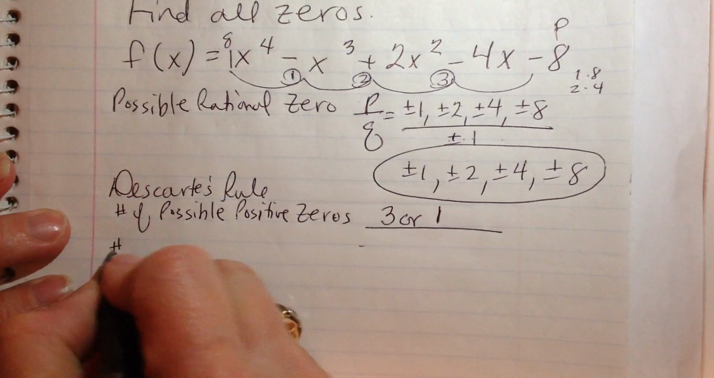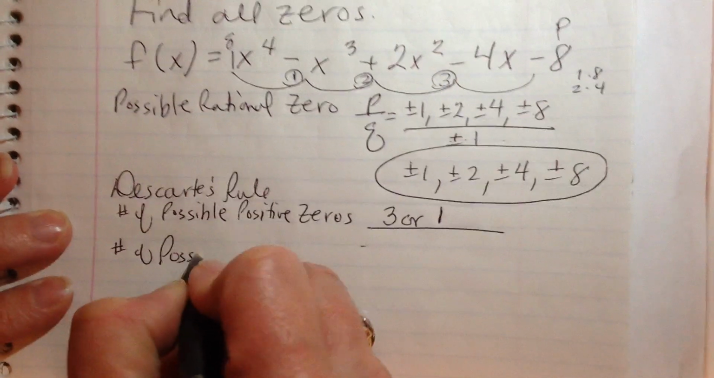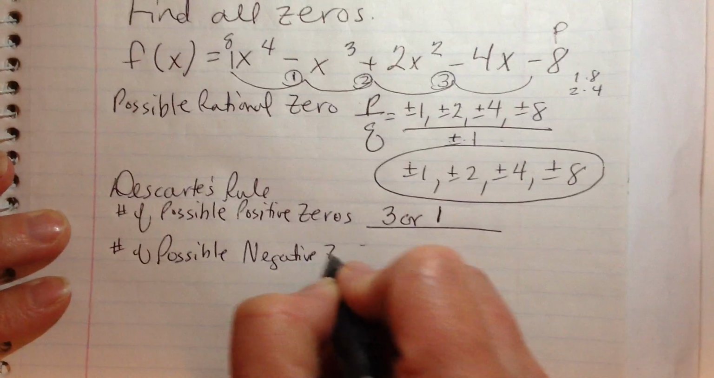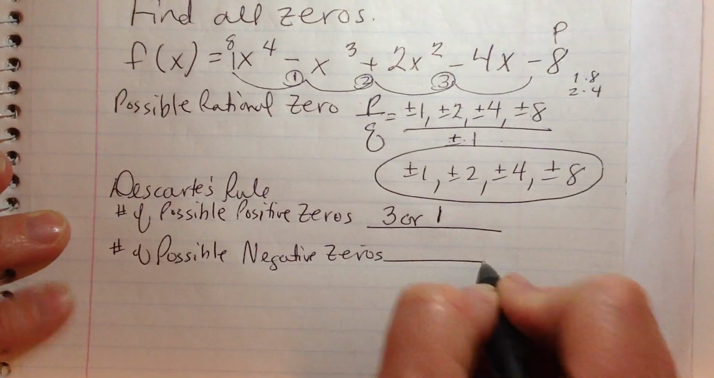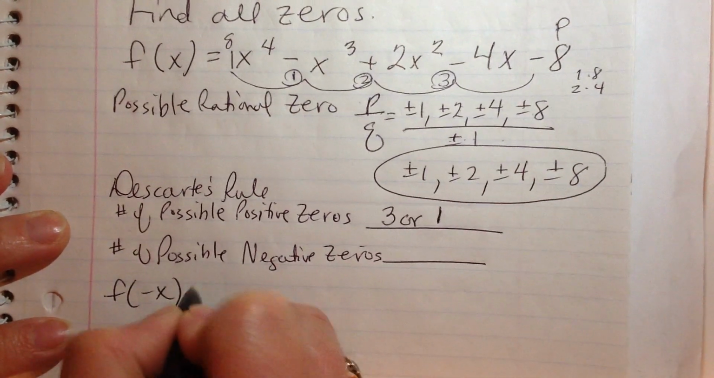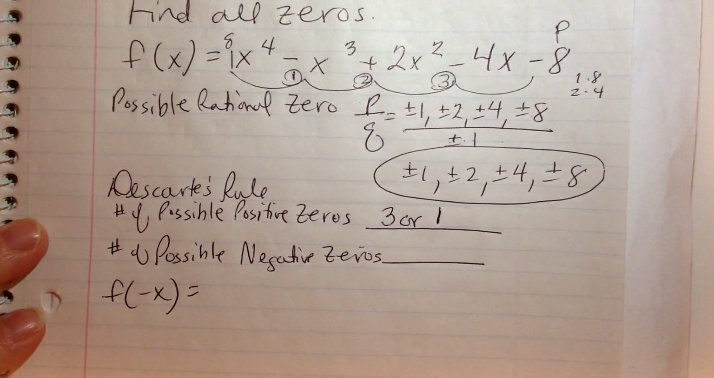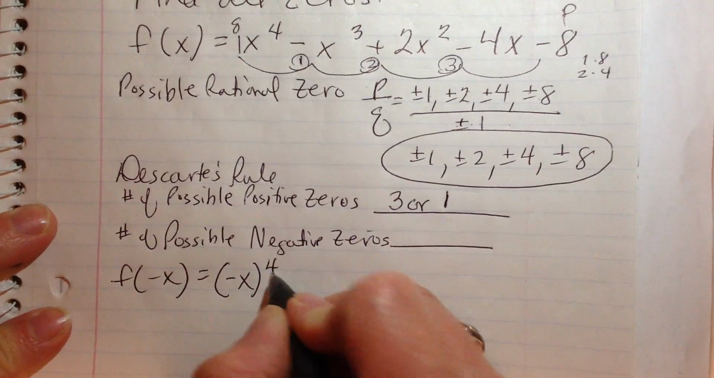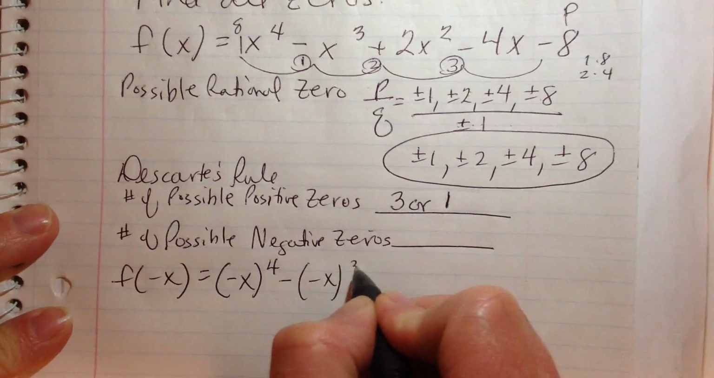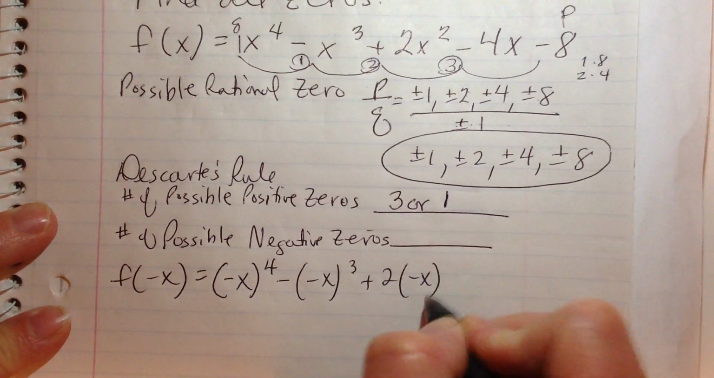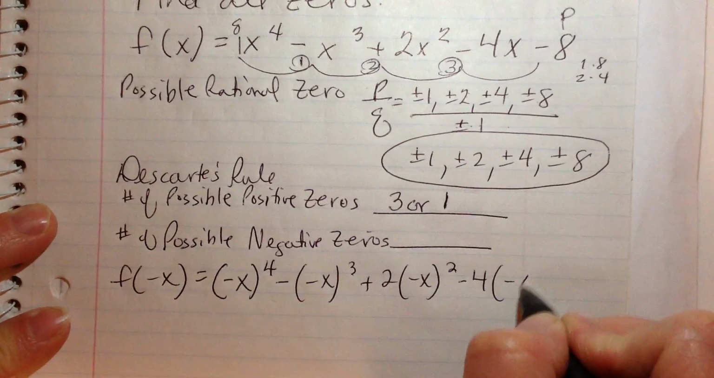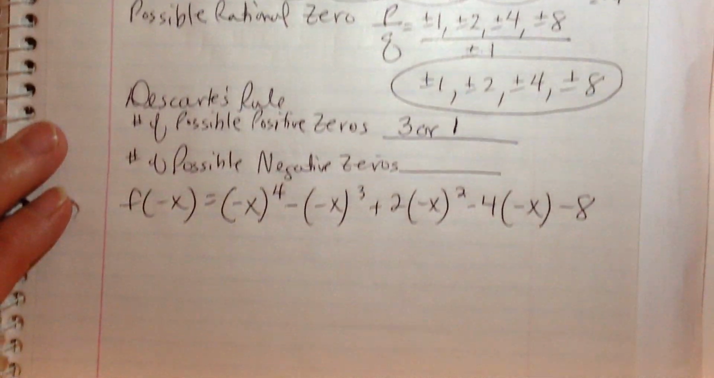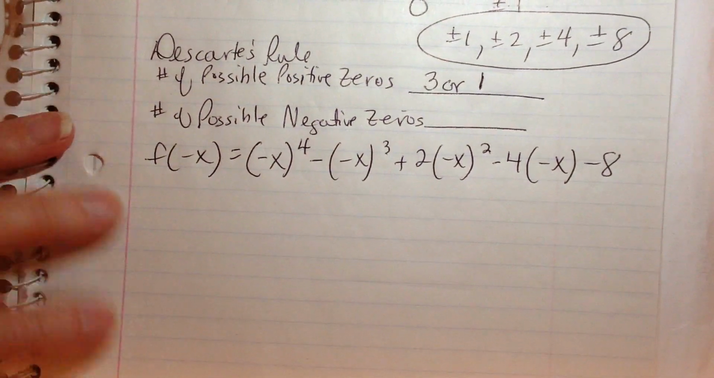Next, let's determine the number of possible negative zeros. And to do that, we will have to find f of negative x. So we'll have to take the original problem and replace every x with negative x. So negative x to the 4th minus negative x cubed plus 2 times negative x squared minus 4 times negative x minus 8. So replace every x in the original problem with negative x.